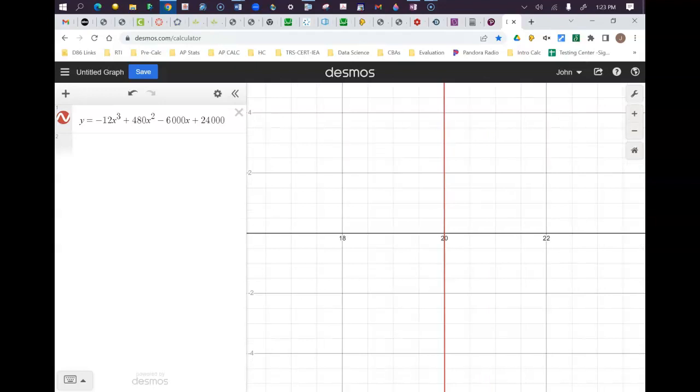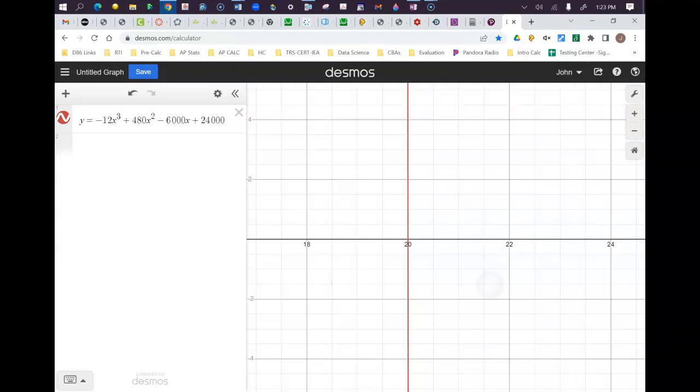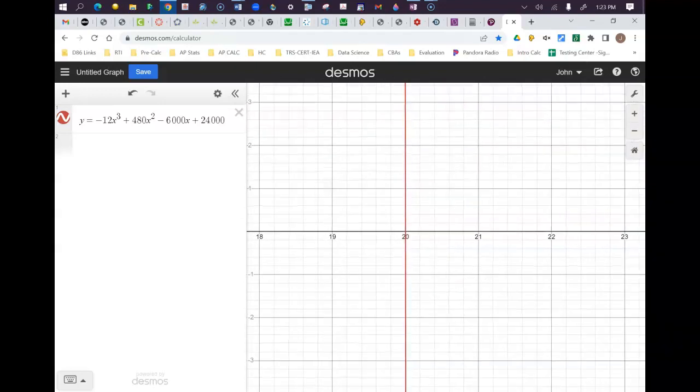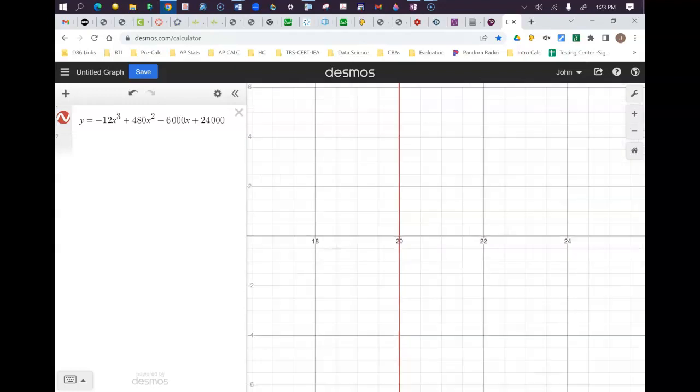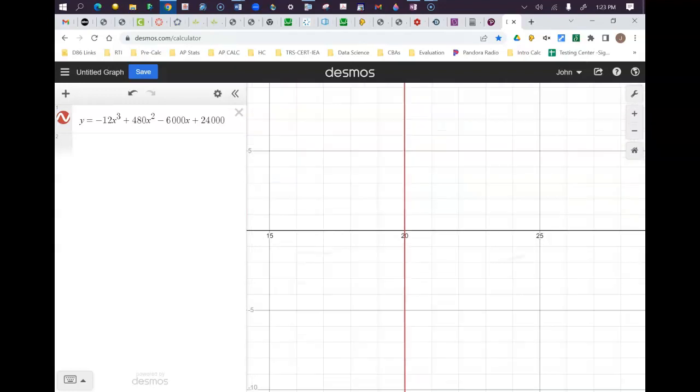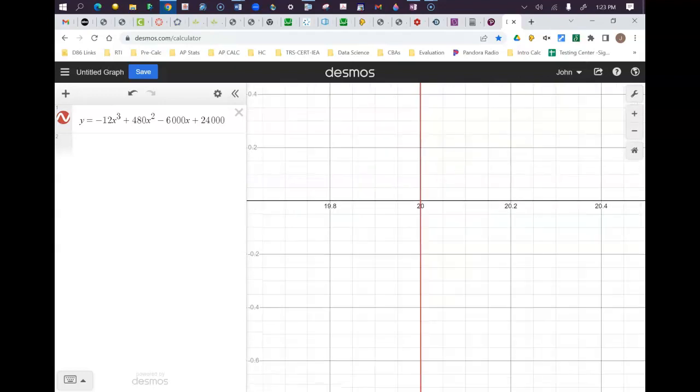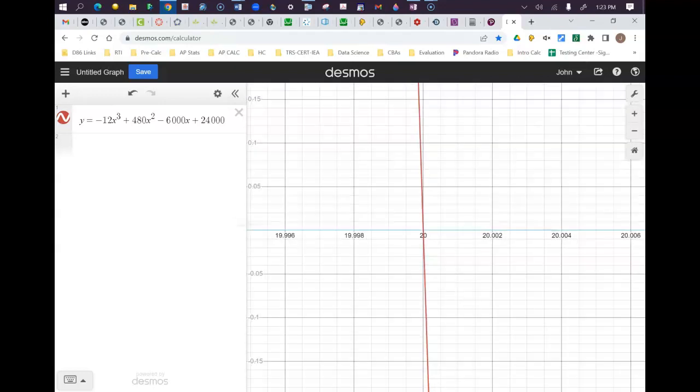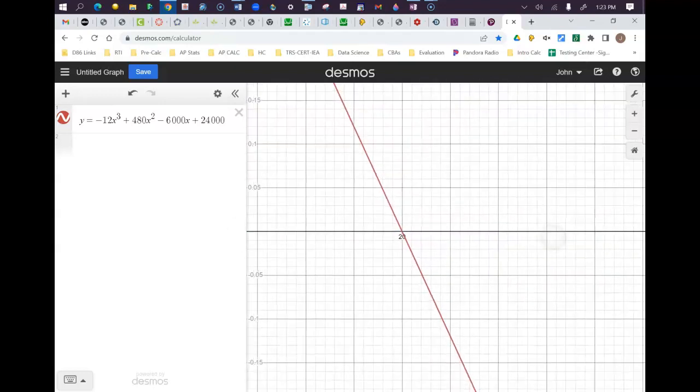At x equal 20, you can see that the graph changes from positive to negative. Now, it might be a little bit hard to see that it actually changes from positive to negative. If I zoom out a whole bunch, you can start seeing the slope of that. So now you can see that it changes from positive to negative as we move from left to right. So what we know is r of x has a relative maximum at x equal 20.